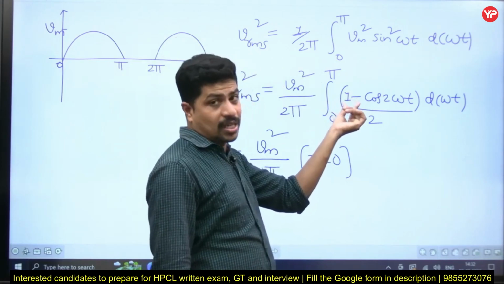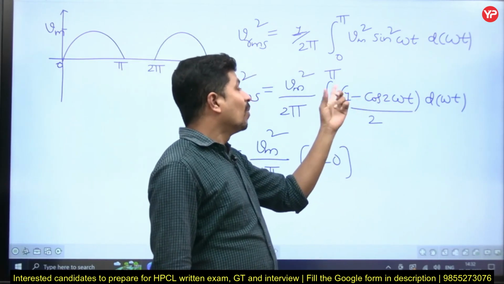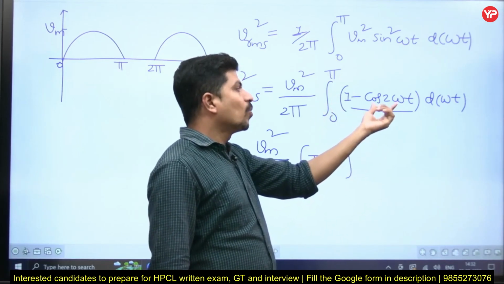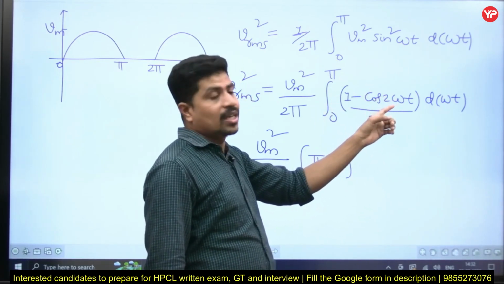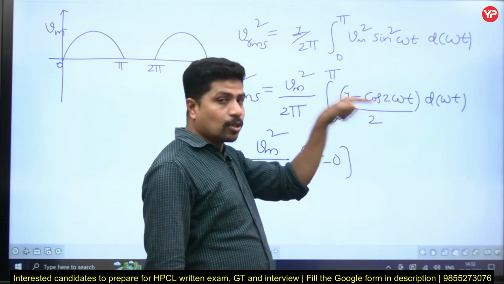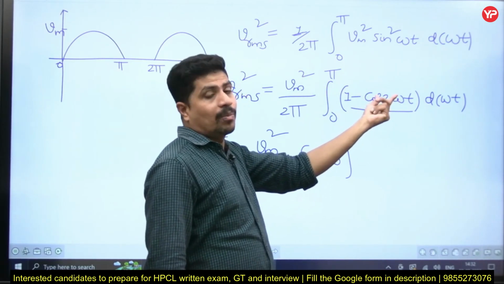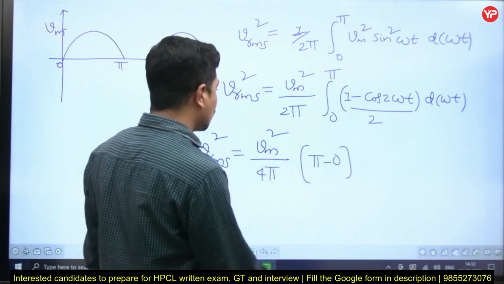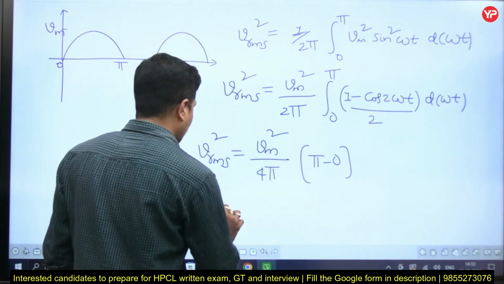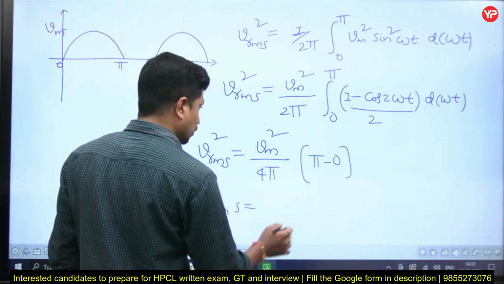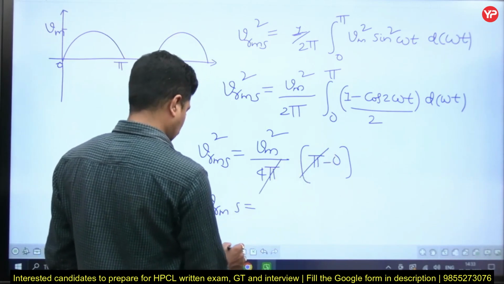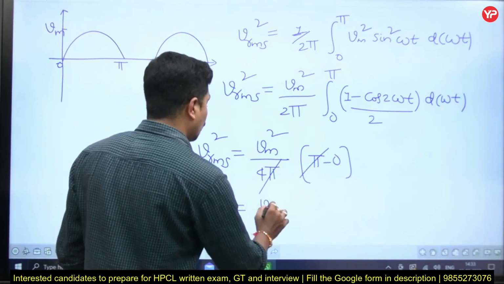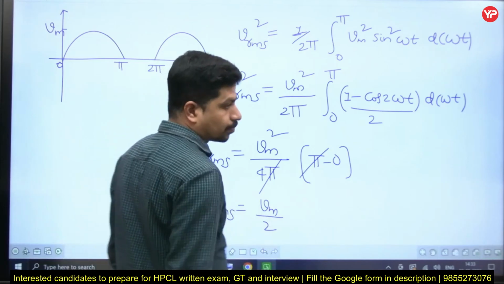One integration is with respect to omega t: omega t, upper limit is pi, lower limit is 0, pi minus 0 is pi. Now the integration of cos 2 omega t is sin 2 omega t by 2. Sin 2 pi is 0, sin 0 is 0, therefore that entire factor will become equal to 0. That's why I am not considering it. Therefore Vrms is equal to Vm by 2.